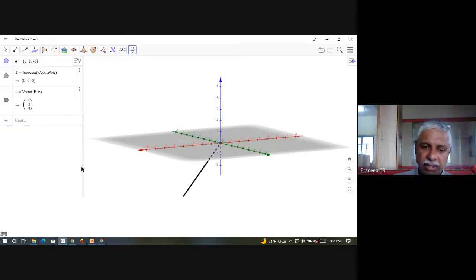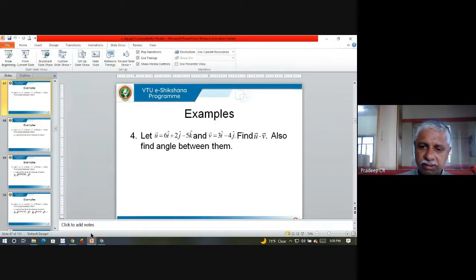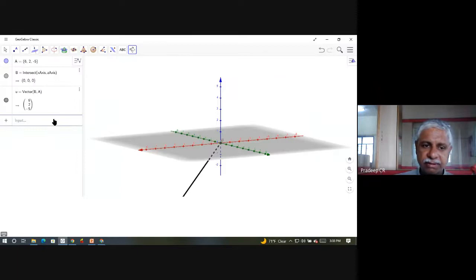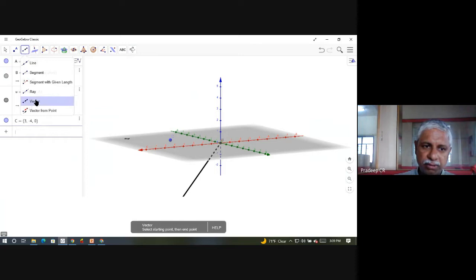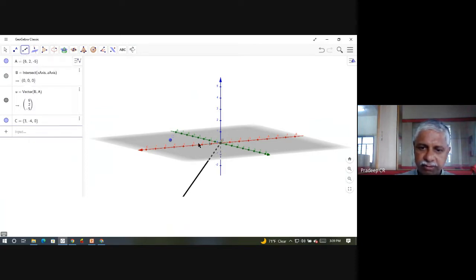Okay. And another vector is 3i minus 4j. So this vector is 3, minus 4, 0. So the k component is 0. This is the point. Now if I want the position vector of that point, from the origin I have to draw a vector to C. Here it is. So these are the two vectors which we have.